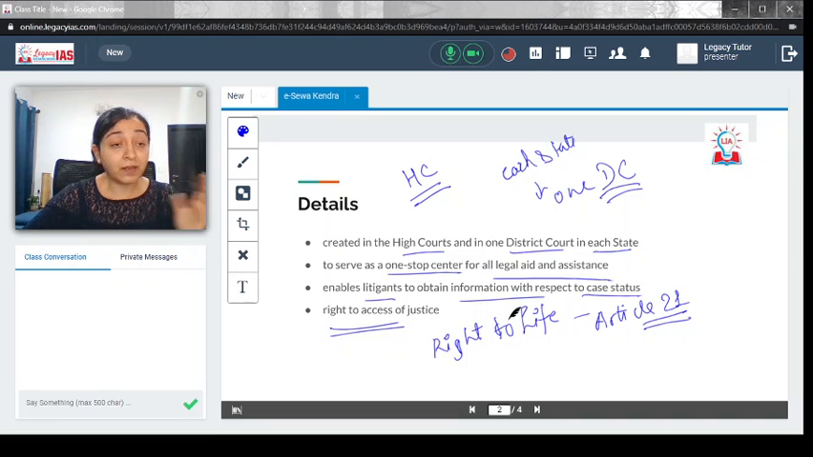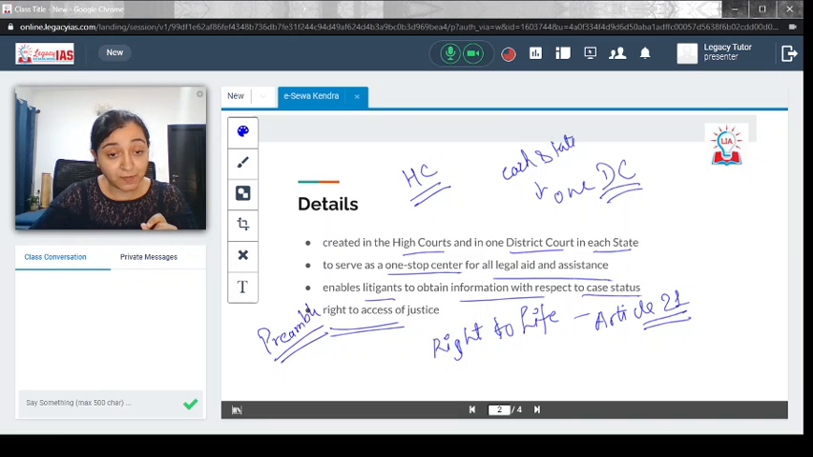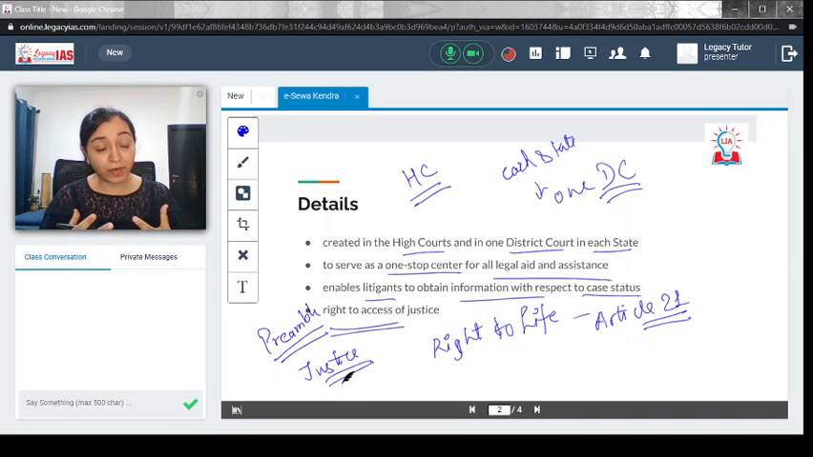Apart from that, justice is something which in our preamble itself has been mentioned. Our preamble says that the citizens of India have been ensured justice. So that is again something, if the courts are not accessible, it will defy the provisions provided in the Constitution itself. So this e-Sewa Kendra is really going to help the people to access justice. This is the major idea behind the e-Sewa Kendra.